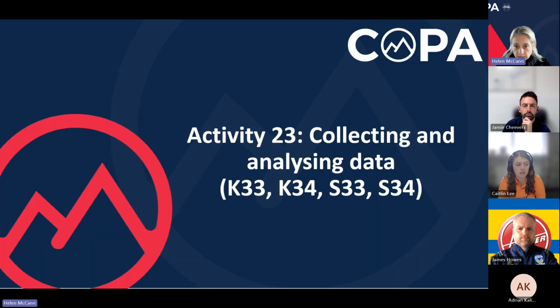To move on to activity 23. So this one is collecting and analysing data. And this one should cover the knowledge and skills of K33, 34, and then skills 33 and 34. So they tie in with the knowledge, skills and behaviours from the skills scan.